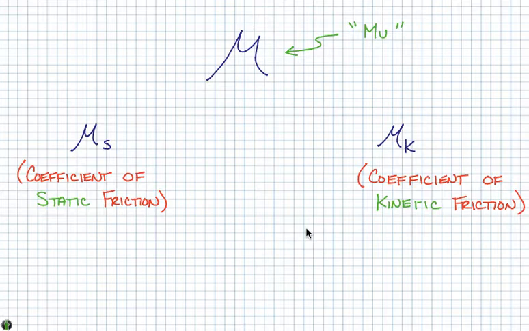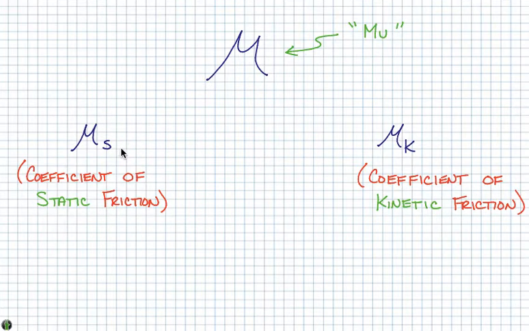The next thing to realize is there's a Greek symbol referred to as mu, and mu is the actual coefficient of friction. We have two of them. We have mu sub s, which is the coefficient of static friction, the frictional force which must be overcome to set an object in motion, and mu sub k, which is the coefficient of kinetic friction, which is very simply the amount of friction that is resisting the motion once the object is moving.